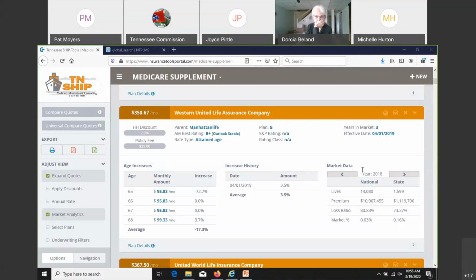Nancy says, with an attained age policy, there could be 2 premium increases in a year. Are the head of household discounts reflected in the prices shown? No, they are not. They are not reflected in this. They are just shown right here, what that discount would be in that case.